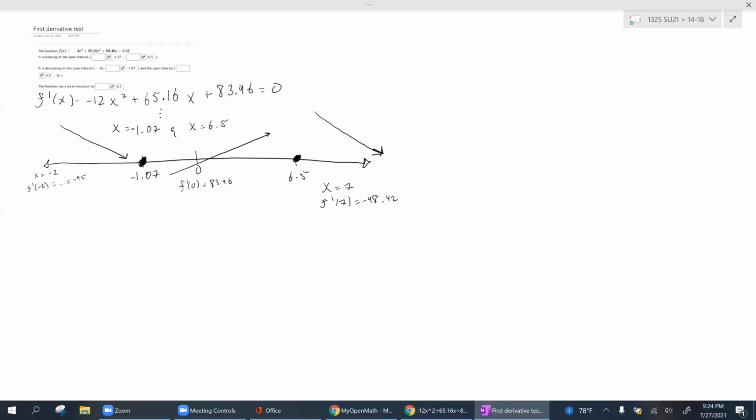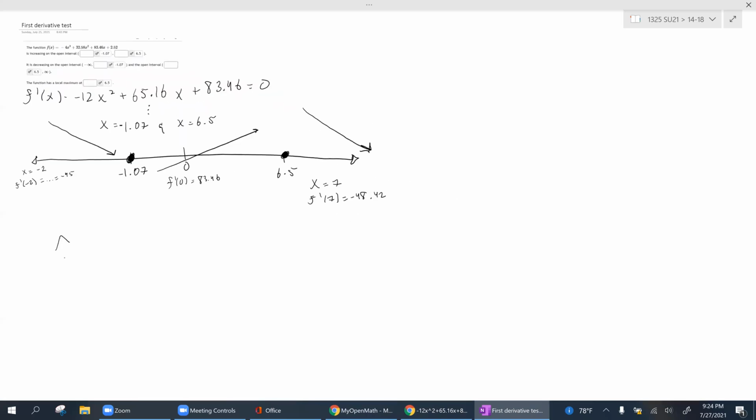Meaning that this graph does approximately something like this, where this point here is my max, and that right there is my min. So this is a guesstimate of what it does.